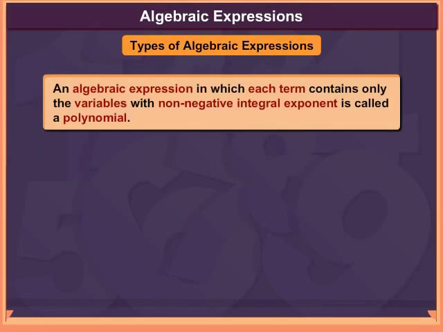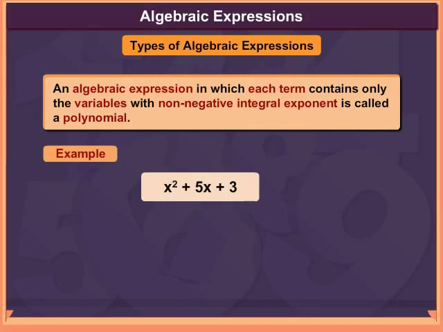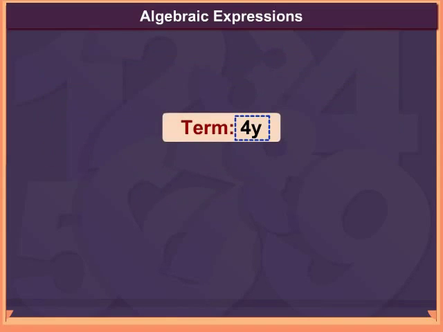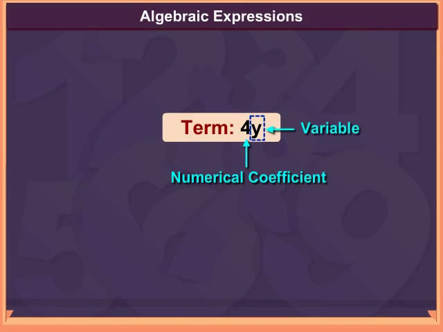An algebraic expression in which each term contains only variables with non-negative integral exponents is called a polynomial. For example, x squared plus 5x plus 3. Let us consider a term 4y. Here 4 is the numerical coefficient and y is called the variable.